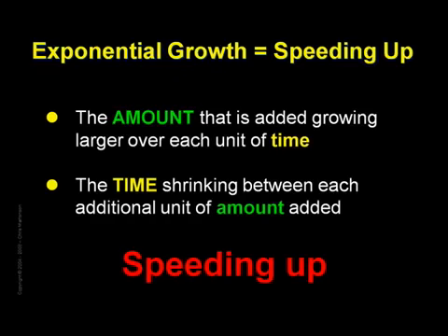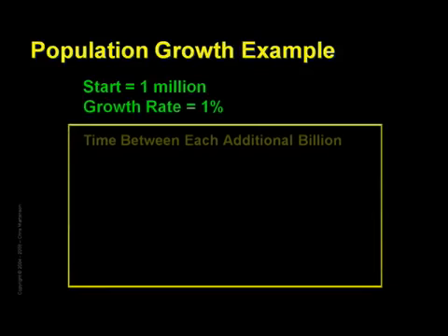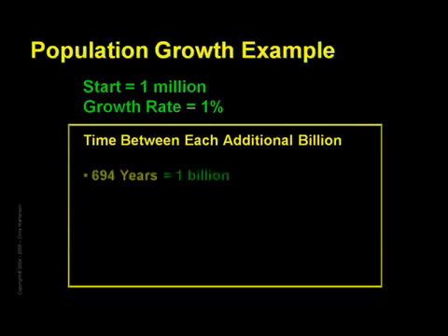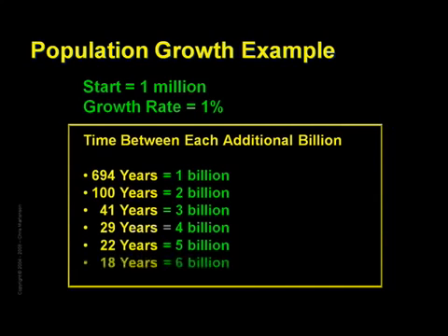To illustrate this using population, if we started with 1 million people and set the growth rate to a measly 1% per year, we'd find that it would take 694 years before we achieved 1 billion people. But we'd be at 2 billion people after only 100 more years, while a third billion would require just 41 more years. Then 29 years, then 22, and then finally only 18 years to add another to bring us to 6 billion people. That is, each additional billion people took a shorter and shorter amount of time to achieve. Here we can see the theme of speeding up.